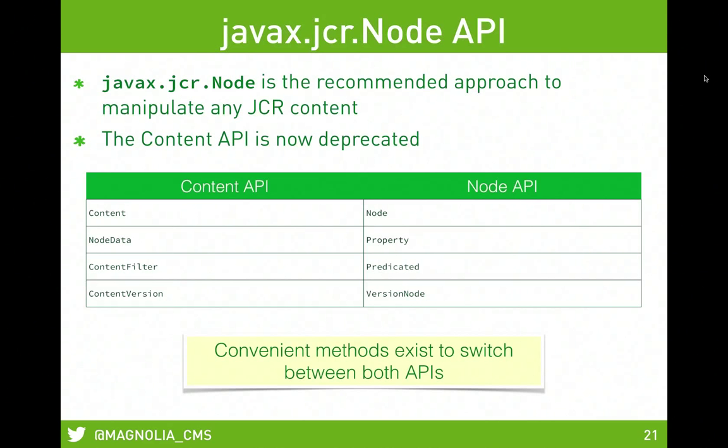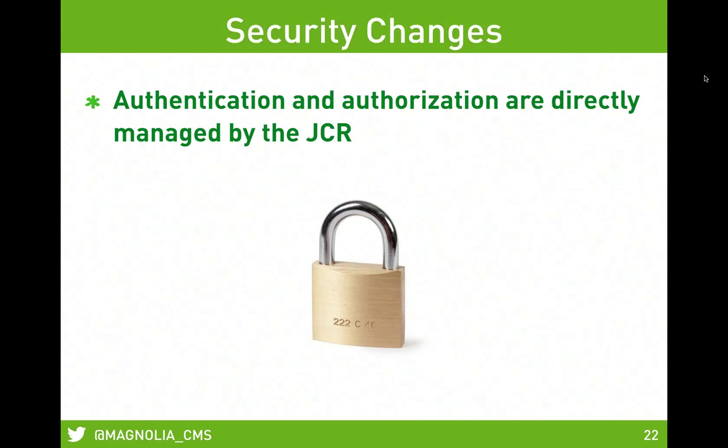When you want to manipulate the JCR content, we recommend you now use the JCR Node API. The content API has been deprecated but is still available. This can be very useful if you want to postpone the migration of one part of your project which is using the content API. You can isolate this code and use some convenient methods to switch between those APIs. We are now using the default JCR security layer. This will have an impact on the configuration of your Jackrabbit.